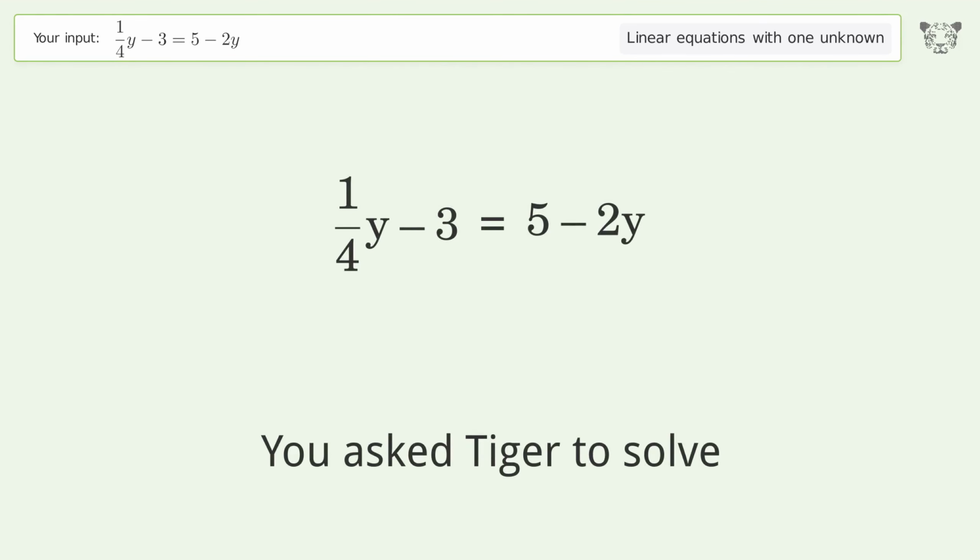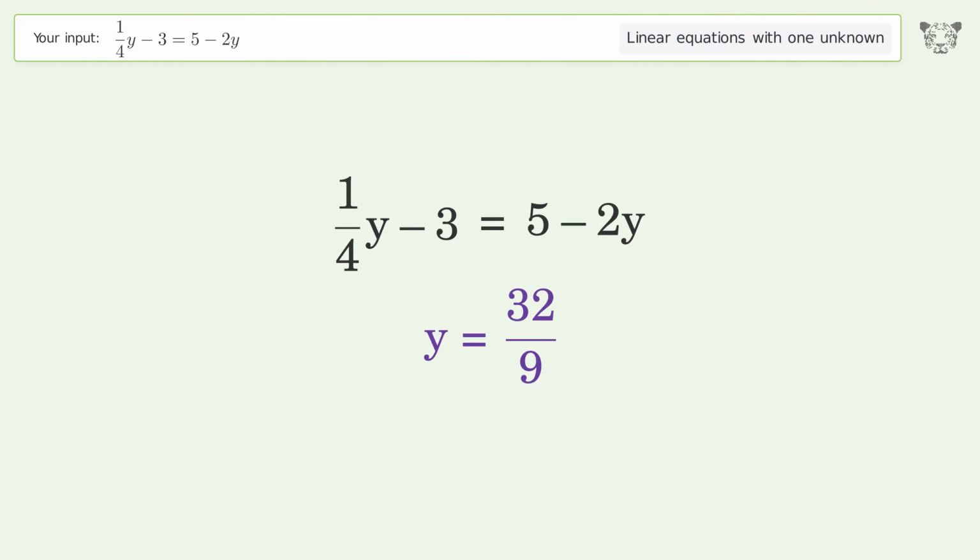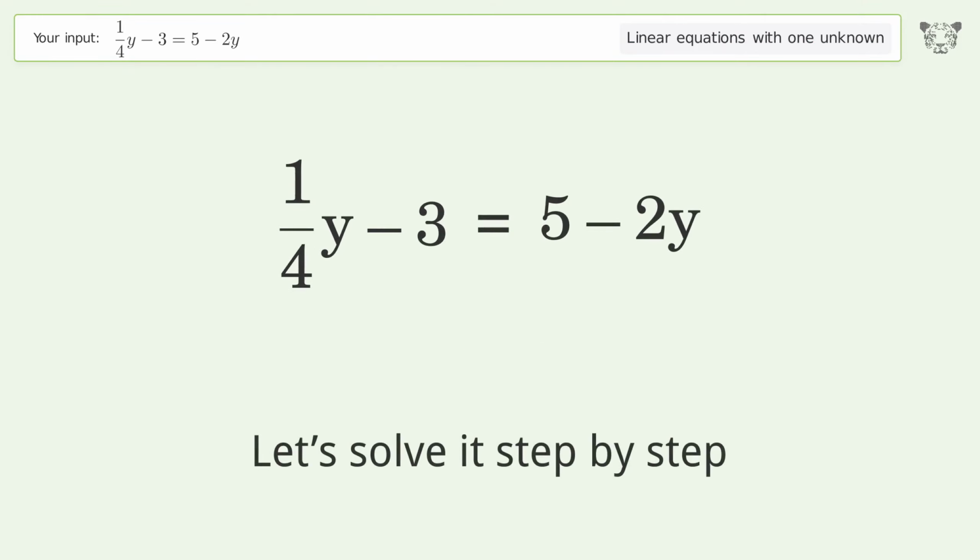You ask Tiger to solve this. This deals with linear equations with one unknown. The final result is y equals 32/9. Let's solve it step by step.